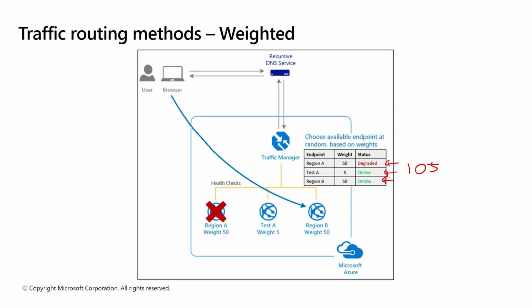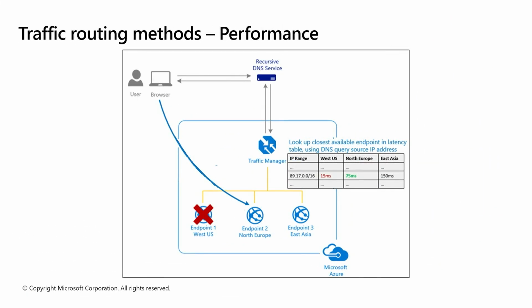Now into some of the fun ones. Performance allows us to do a quick check of latency. When a user performs a request, they have to be coming from somewhere. So we use their IP address and the edge location that they have come into to find out what is the lowest latency endpoint available.